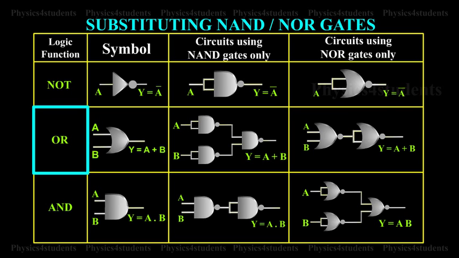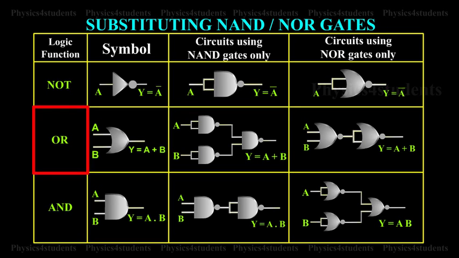Now, let us see the logic function OR by using NAND gate. This is the symbol of OR gate. This represents the OR gate circuits by using NAND gates.